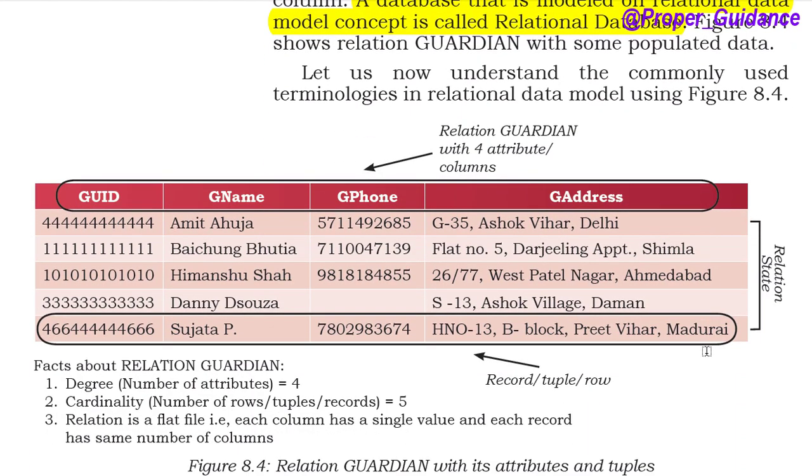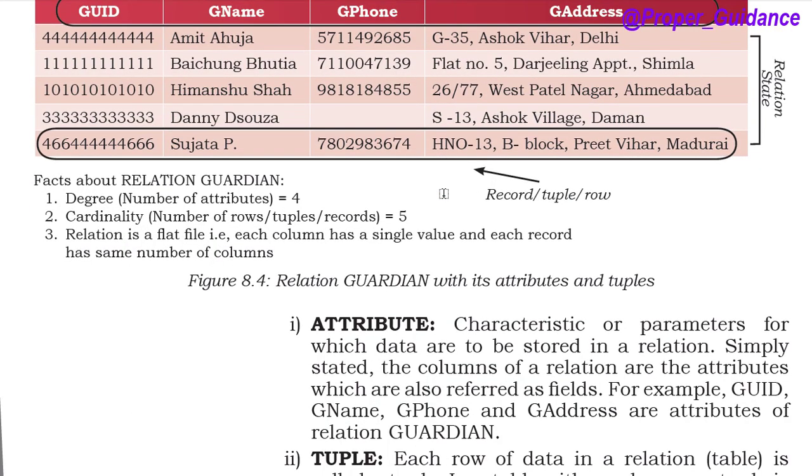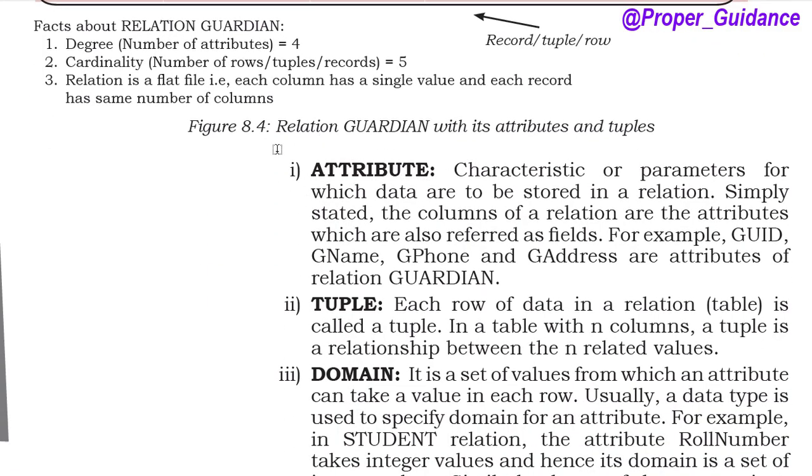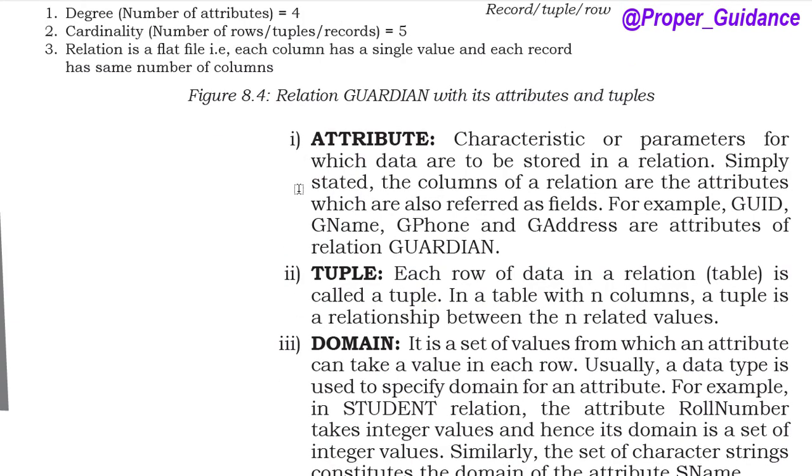Let us now understand the commonly used terminology in the relational data model using figure 8.4. All these things are here, and now the relation guardian with its attributes and tuples. These are very important terms you have to know, students, and you have to very clearly understand this concept: what is an attribute, what is a tuple, what do you mean by domain for a relational database model. This is a very basic concept of this chapter.